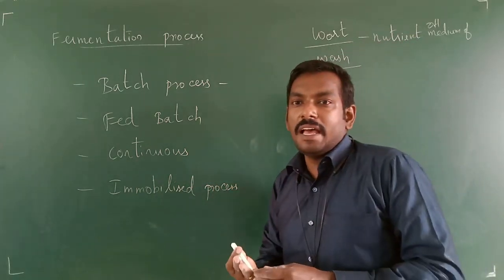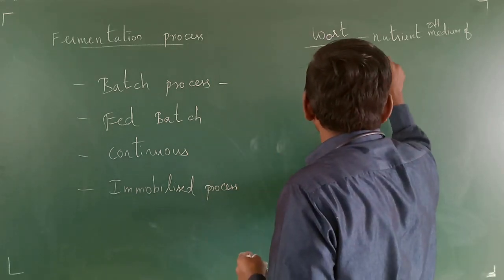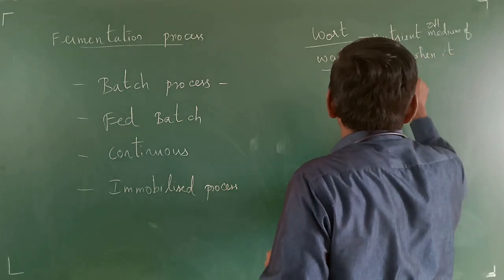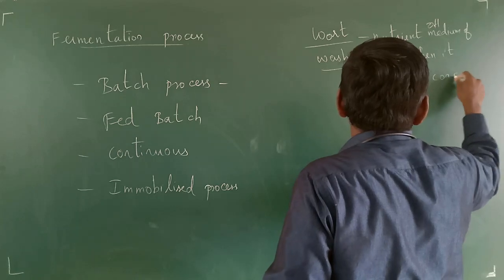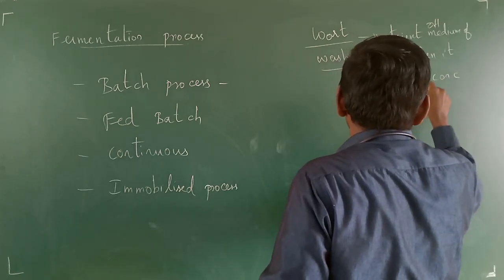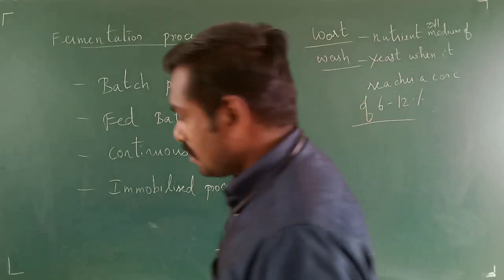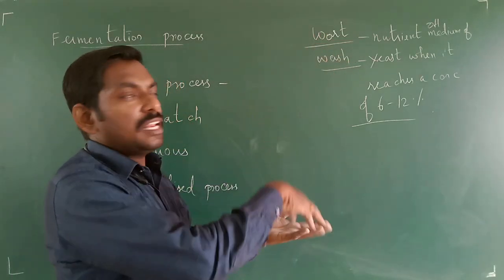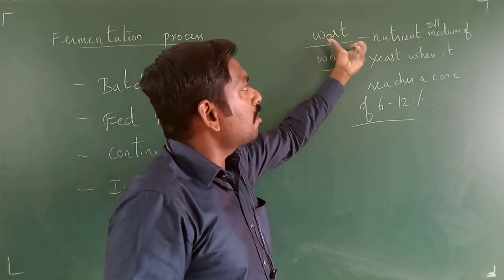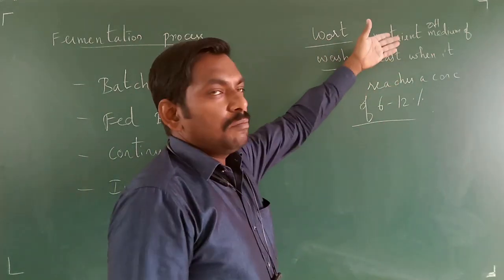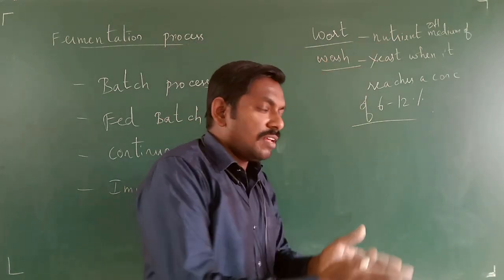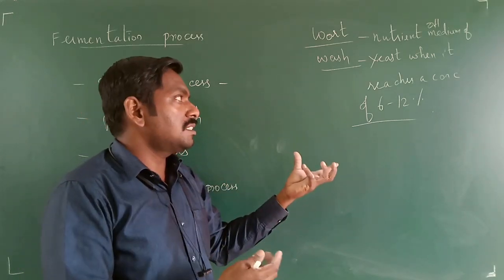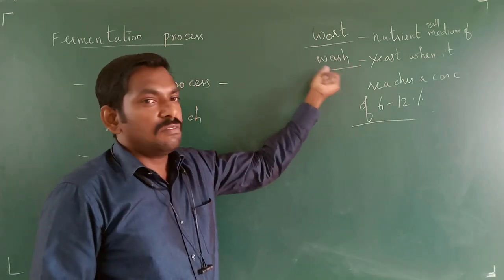Wash is the one where the yeast reaches a concentration of 6 to 12%. It is called the wash, because in every industrial process they need the wort, which is the initial inoculum. So you have the nutrient medium of alcohol, which is used for the growth of the microorganisms. Then in the wash, they allow the yeast to reach maximum growth concentration. Once it reaches the maximum concentration, they carry out the fermentation process.